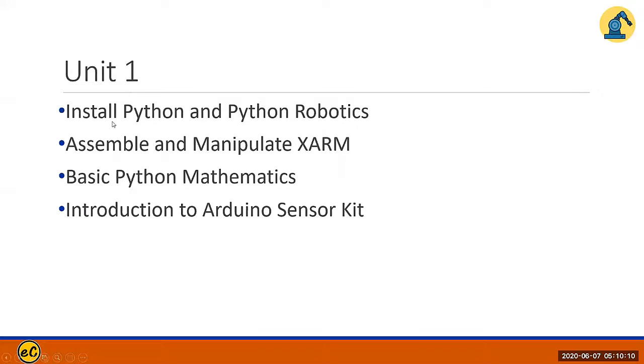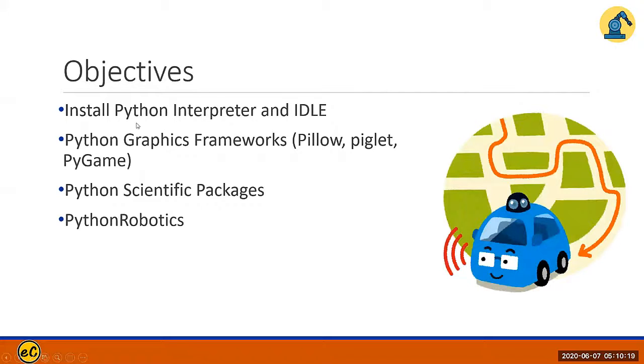Unit 1, Install Python and the Python Robotics. Python Robotics is a package. Objective. In this section, we are going to talk about how to install the Python interpreter and IDLE, Python graphic framework, Python scientific package, and the Python robotics. These are needed for the Python programming modeling for robotics.